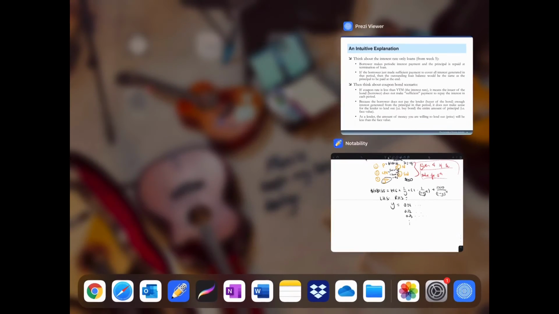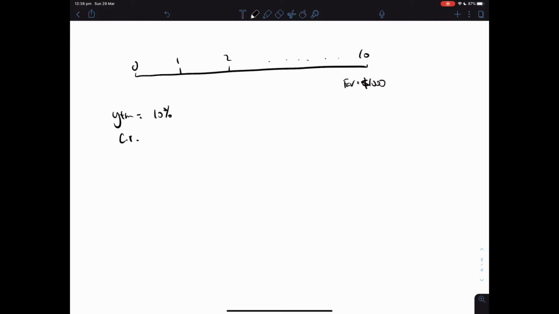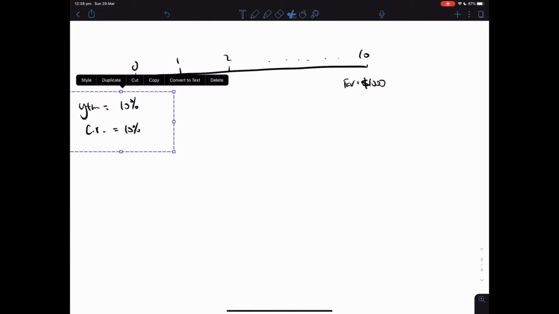So let me give you a quick illustration. Let's just say over here we have a 10-year annual bond, periods 0 to 10. And just for simplicity, I say the face value equals $1,000. And let's say the yield to maturity here is 10%, and the coupon rate is 10%. Actually, let's move the condition over here. All right, that's the first condition.